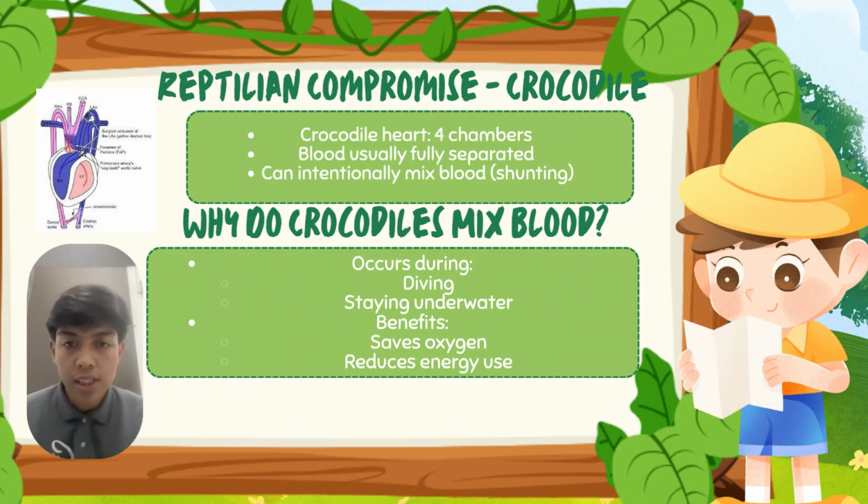Crocodiles have a 4-chamber heart similar to birds. Normally, oxygenated and deoxygenated blood are fully separated. However, crocodiles can intentionally mix blood in a process called shunting. The shunting occurs mainly when crocodiles are diving or staying underwater. By mixing blood, less oxygen is sent to the lungs and more is directed to vital organs. This helps conserve oxygen and energy. Therefore, this mixing is an adaptation, not a weakness.